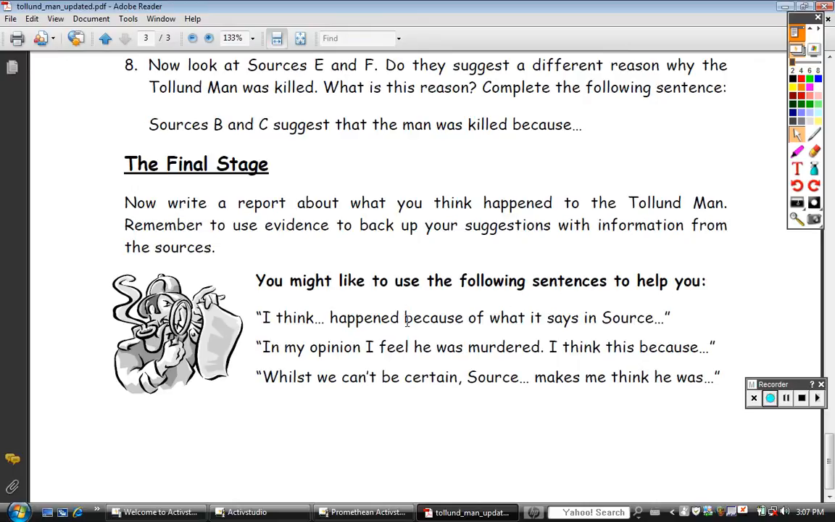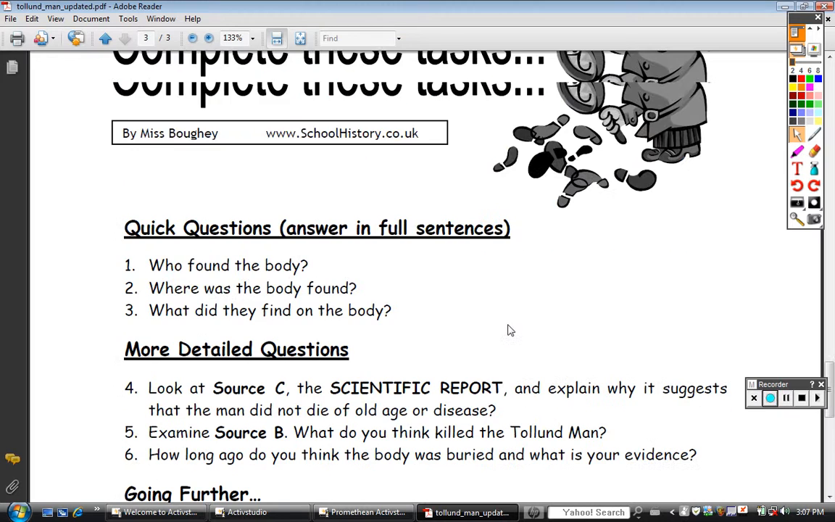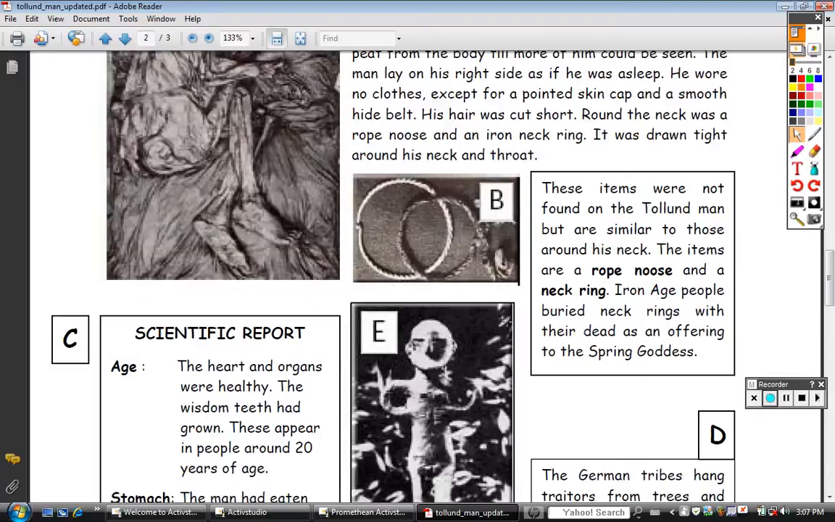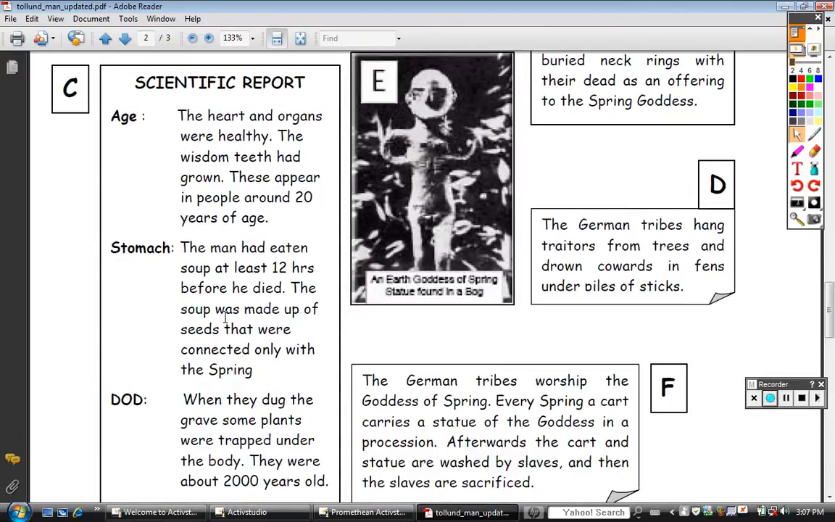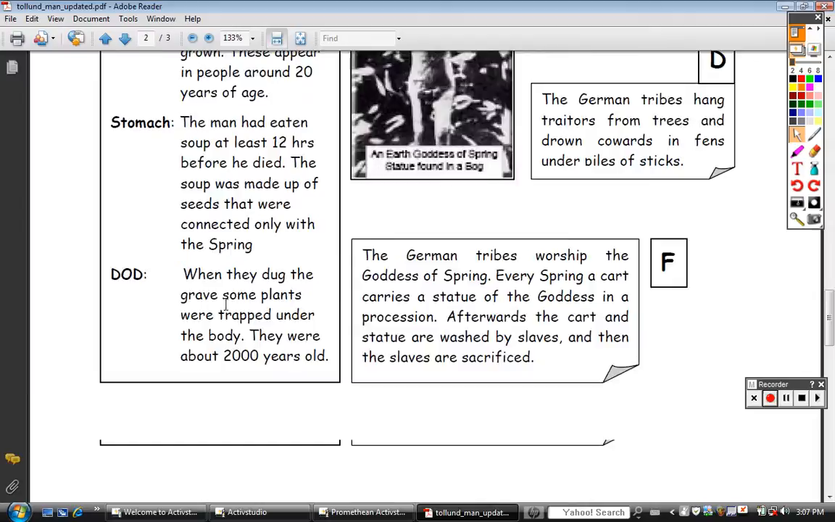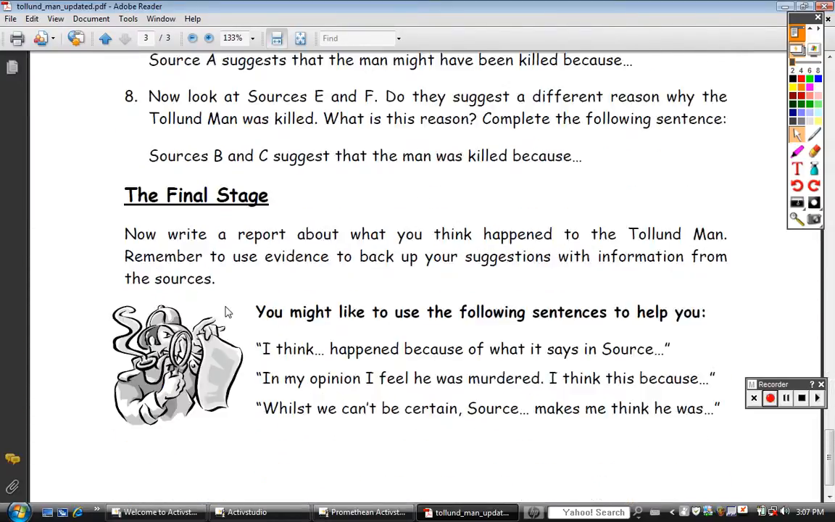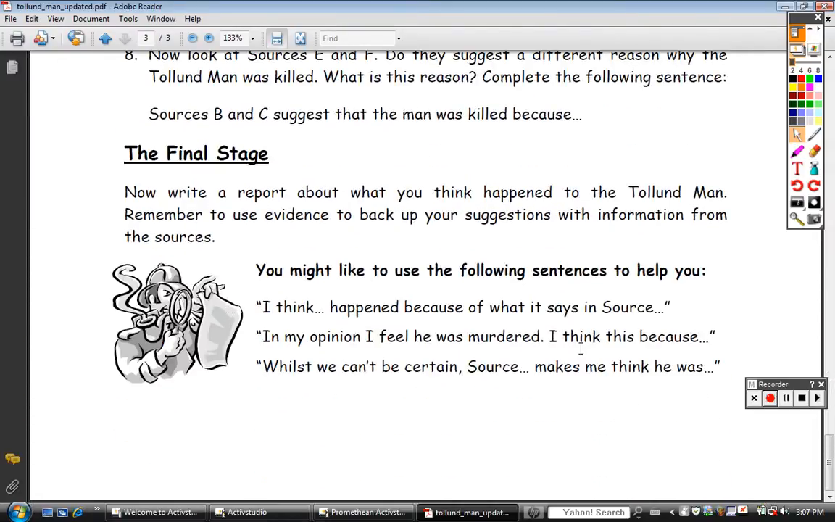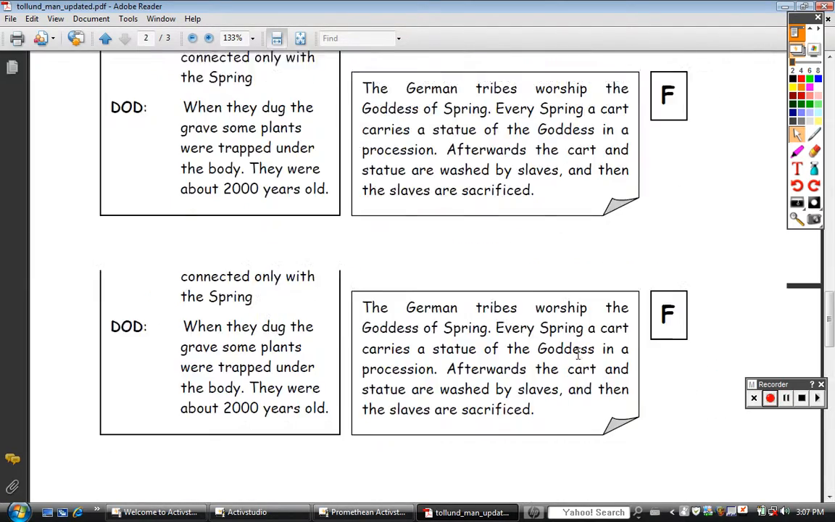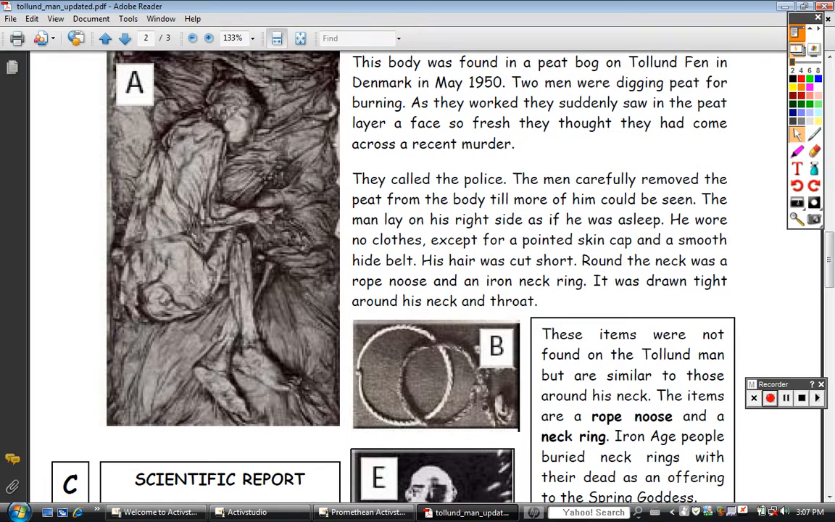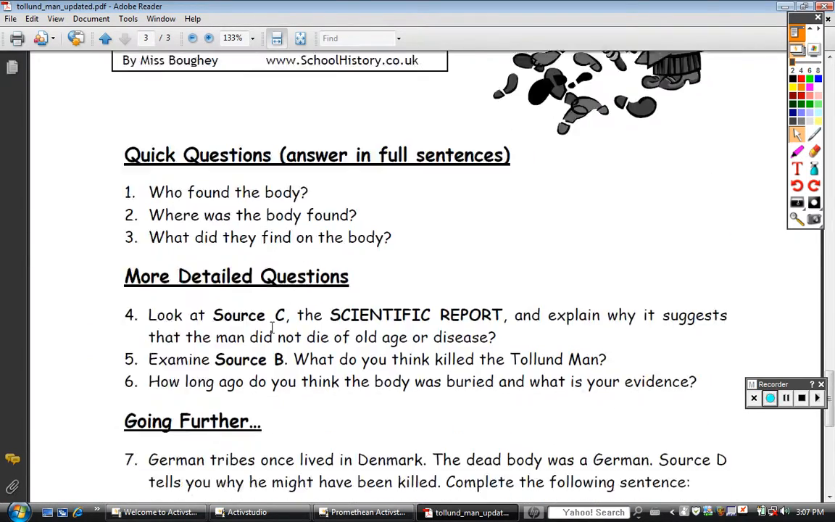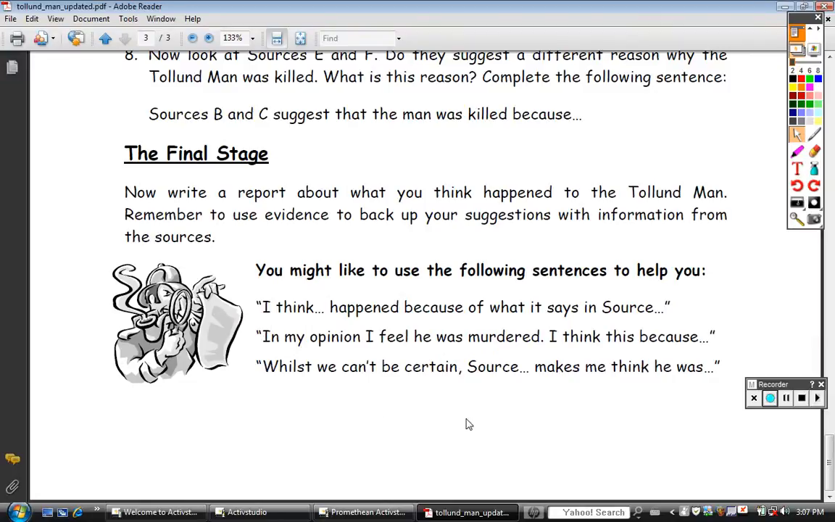this happened to the Tollund Man because it says in source C that he was a healthy individual and there was no evidence to suggest that he was ill. Or, in my opinion, I think he was murdered. I think this because, well, who would tie a rope and place a neck ring and pull it tight on them? Okay, so if you understand your task, I ask you to complete this assignment in your humanities notebook. Thank you.